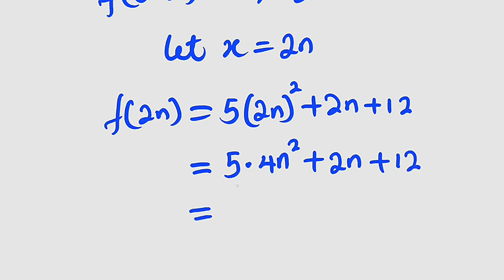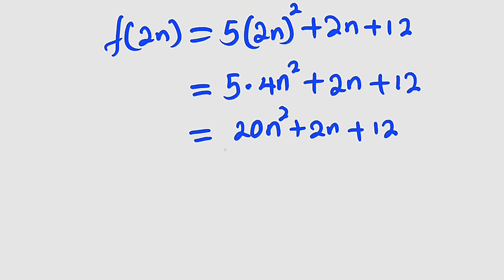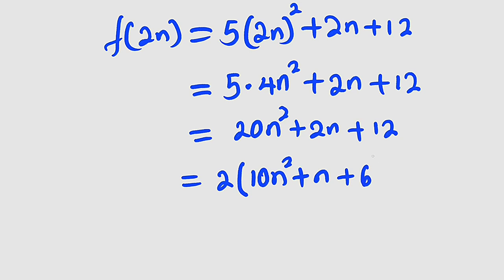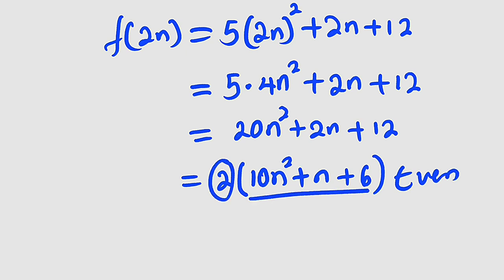Let's further simplify. 5 times 4 is 20. So we have 20n squared plus 2n plus 12. And I think for all of these three terms, we have a common factor of 2. So if we bring 2 outside, inside from the first term we have 10n squared, from the second term we have n, from the third term we have 6. And you should know that by definition, this is an even number because it has a factor of 2. 2 multiplied by this will make it even. So we have seen that all even numbers satisfy this to be true.